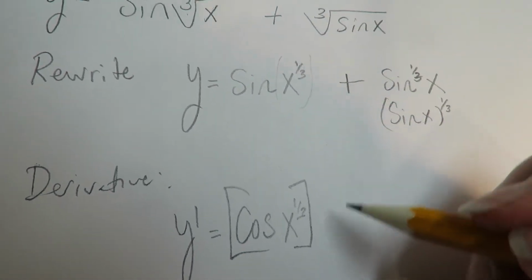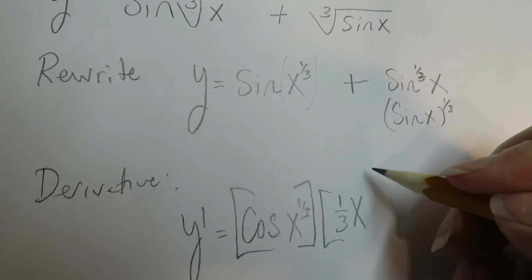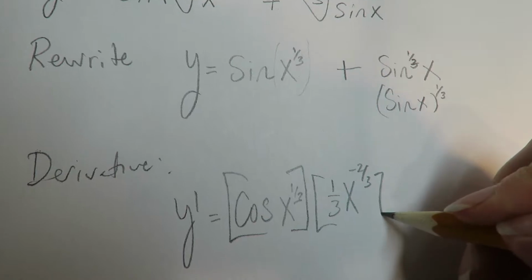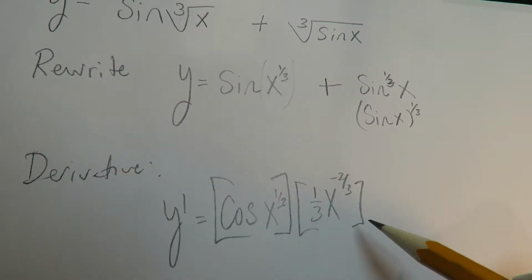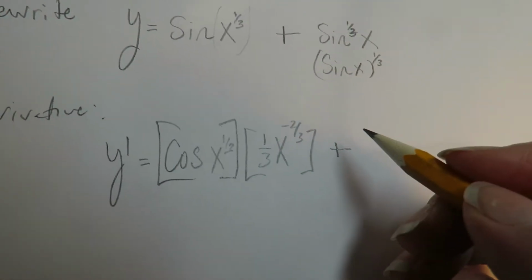Now I'm going to take the derivative of the inner layer. So it's going to be 1/3 x to the negative 2/3, because I have to subtract 1. So that's outie times innie. Alright, I'll make that look better in a second.